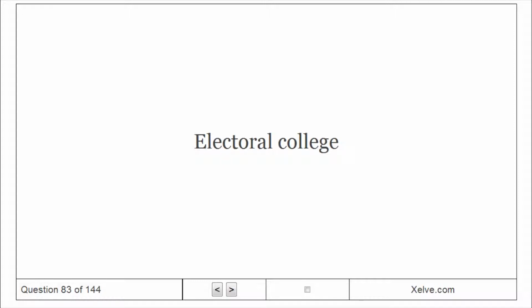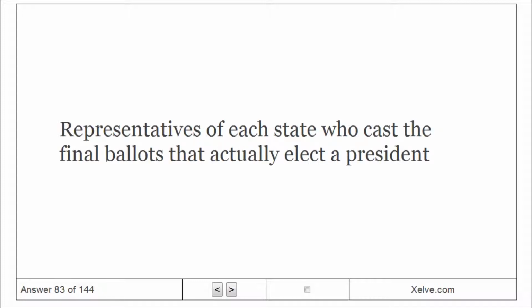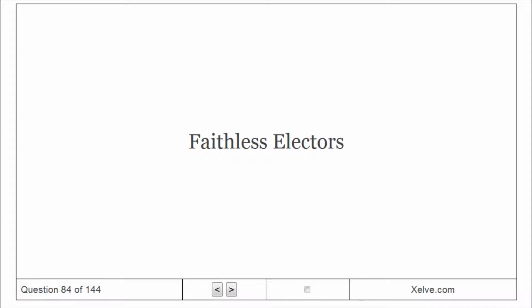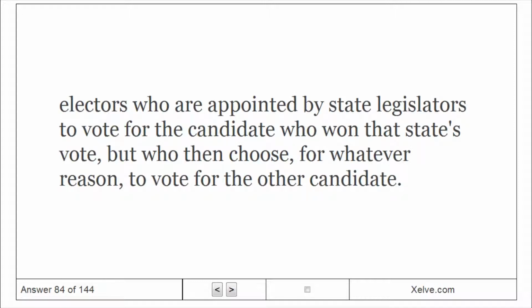Electoral College. Representatives of each state who cast the final ballots that actually elect a president. Faithless electors. Electors who are appointed by state legislators to vote for the candidate who won that state's vote, but who then choose, for whatever reason, to vote for the other candidate.